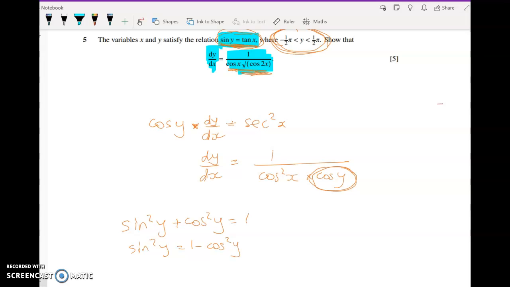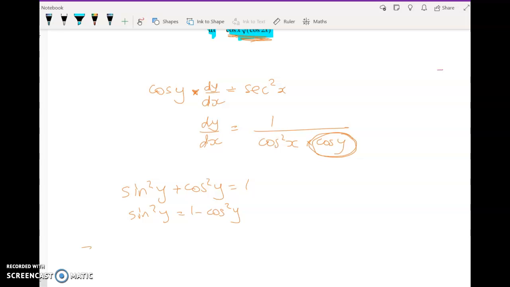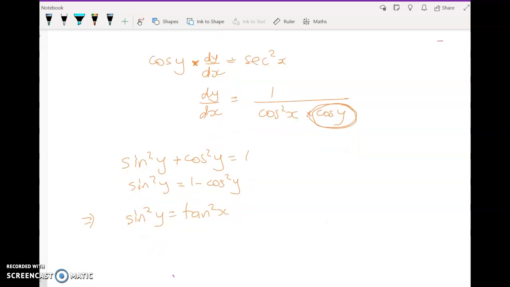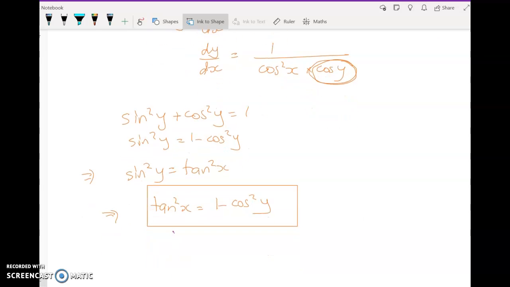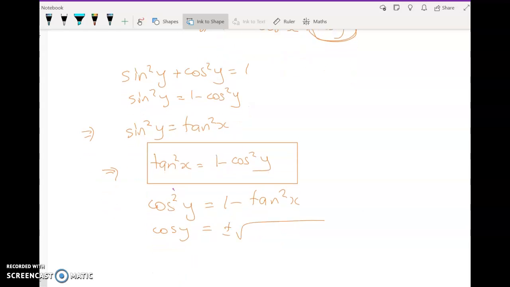And that means that sine squared of y is equal to 1 minus cos squared of y. But we know from up here that sine of y is tan x. So in our question, sine squared of y is equal to tan squared of x, just squaring both sides. And that means that tan squared of x is equal to 1 minus cos squared of y. So now we are getting somewhere quite quickly. Cos squared of y is equal to, which way around am I going? 1 minus tan squared of x. Finally, we get an expression for cos of y, but it could have come from either the positive or the negative square root.